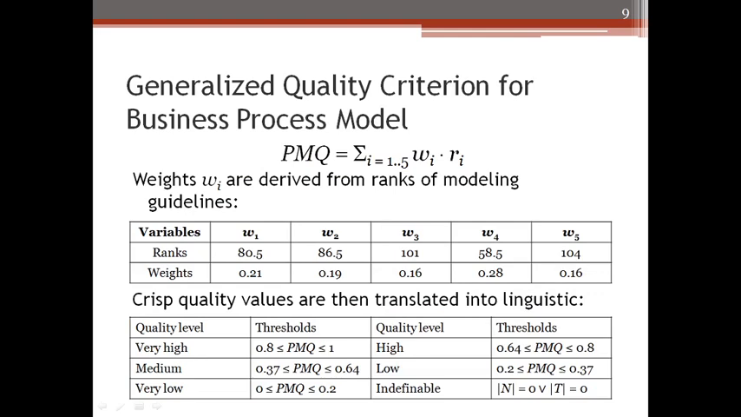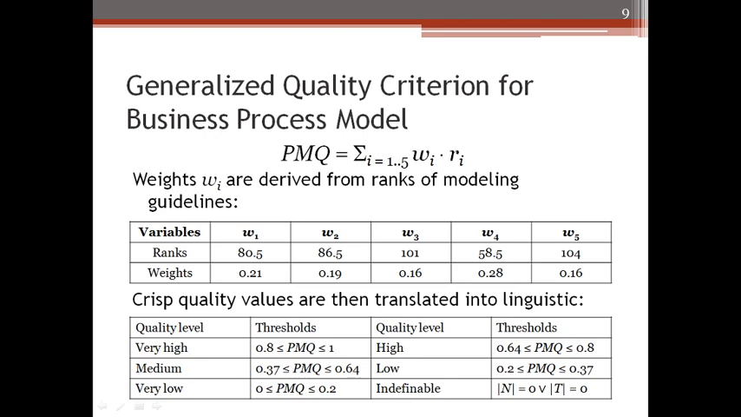In order to estimate the quality of a business process model using a single measure, we have proposed the following generalized quality criterion. This criterion is based on the weighted sum model, whose weights are derived from the already known from related studies ranks of modeling guidelines.